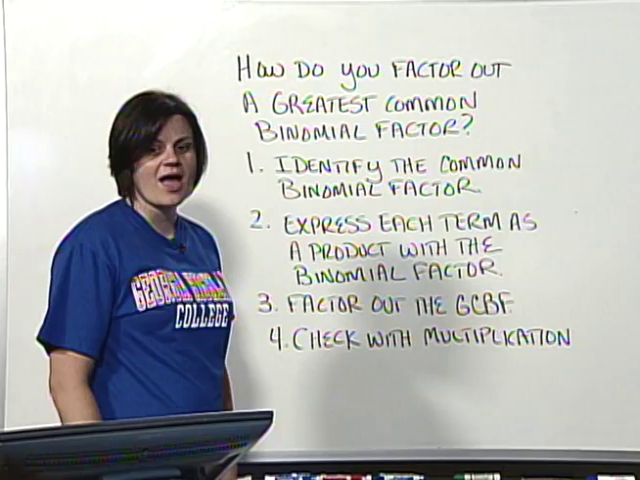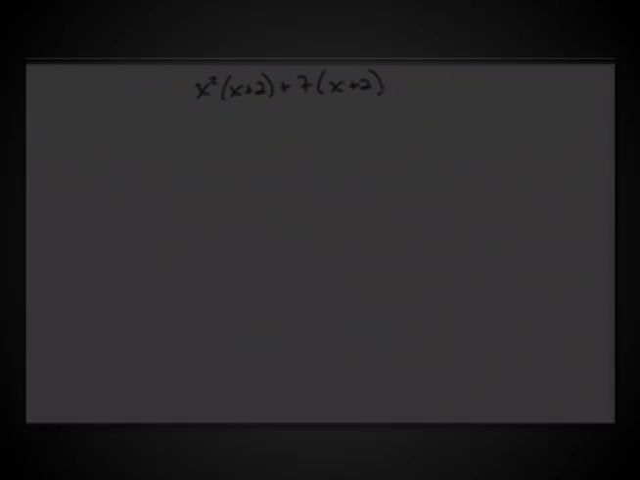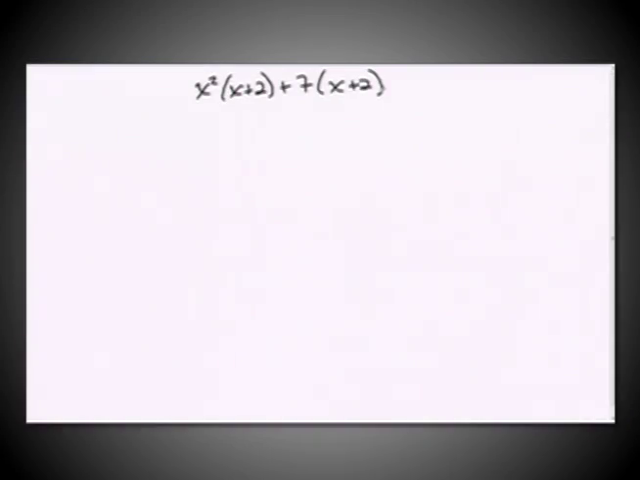Let's take a look at an example. We'll start with the binomial x squared times (x plus 2) plus 7 times (x plus 2). And you might be thinking to yourself, is that really a binomial? And actually, yes, it is. Here's our first term, and here's our second term for the binomial. So you might notice that they both have a factor of x plus 2 in them. That would be considered our common binomial factor.